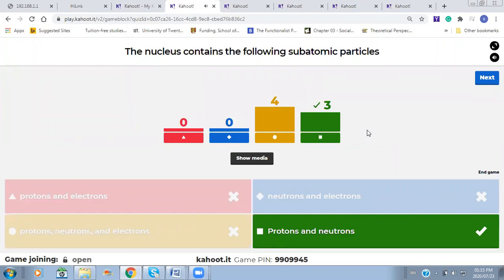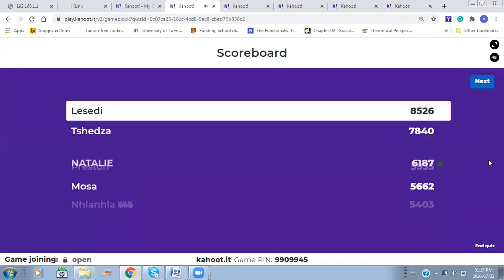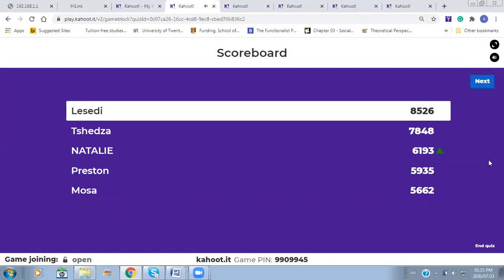Yes, the subatomic particles that are contained in the nucleus are protons and neutrons. Three of you got that correct, and four didn't get it. So let's see who answered first. Yes, Natalia answered that, followed by Teza, Princeton, Lesedi.